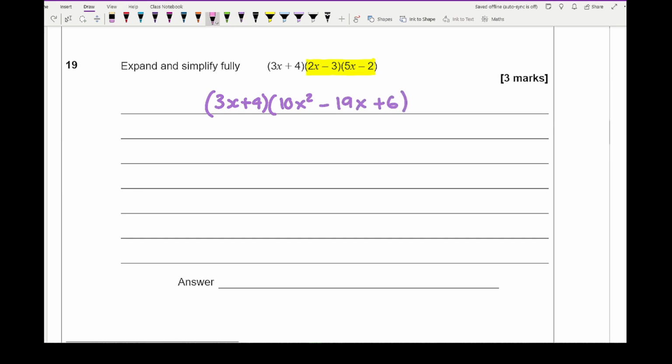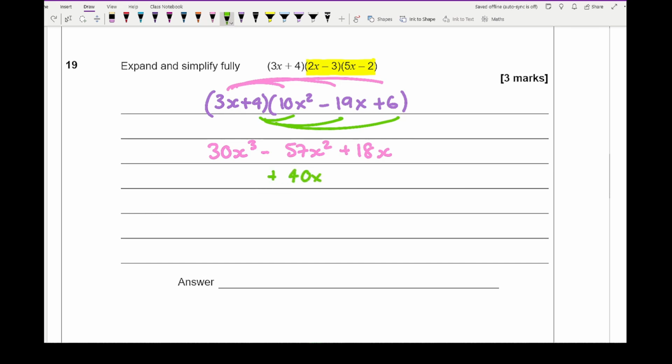So now what I need to do is multiply out these brackets. If I multiply 3x by everything in that second bracket, I get 30x cubed, minus 57x squared, plus 18x. And then I multiply 4 by everything in that second bracket, in which I'm going to end up with positive 40x squared minus 76x and plus 24.